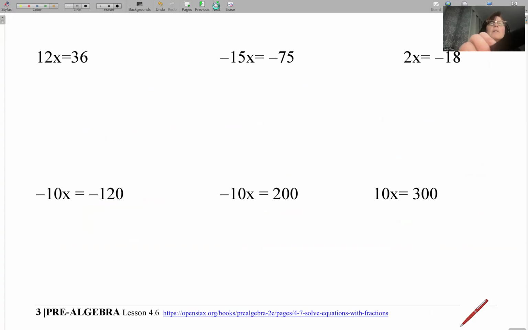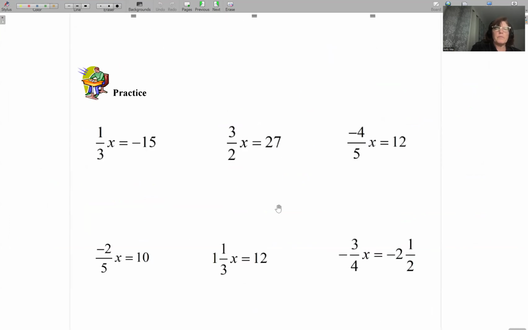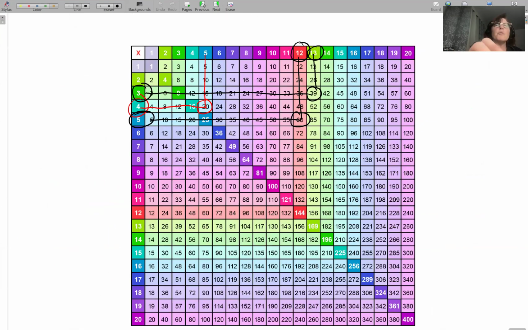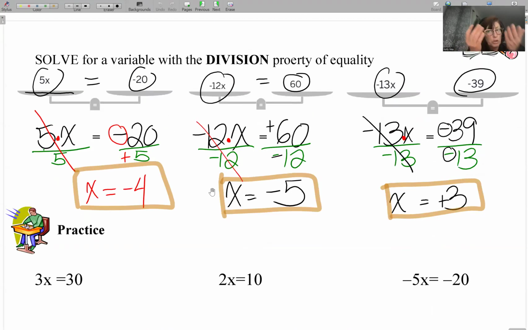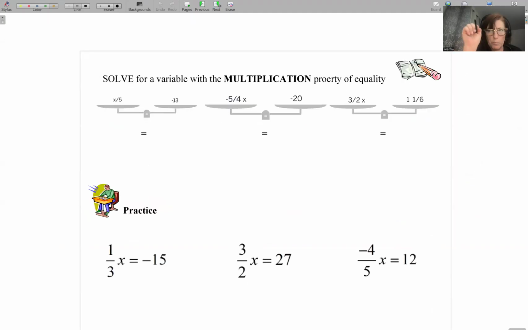Welcome back. Taking a look here. The last page was called the division property of equality. We used division to keep the balance. This page, we use multiplication to keep the balance.